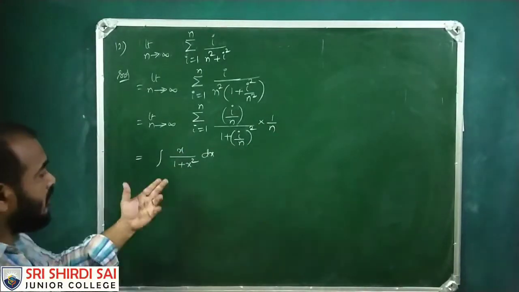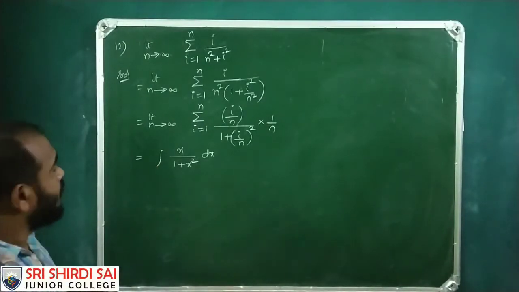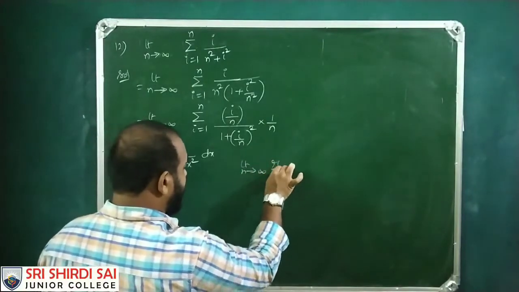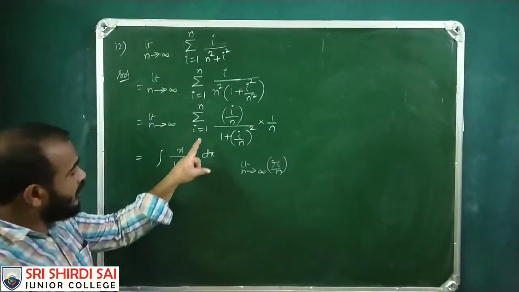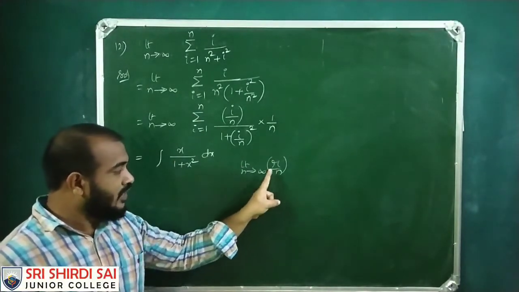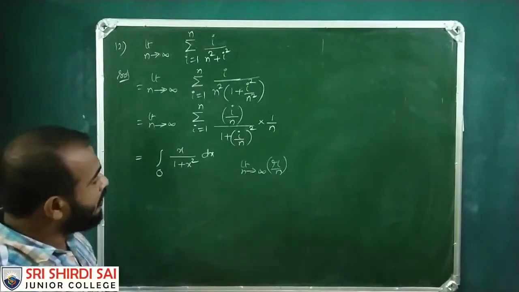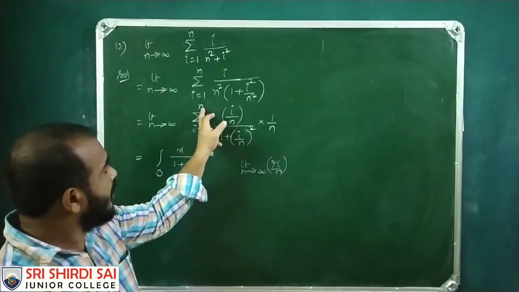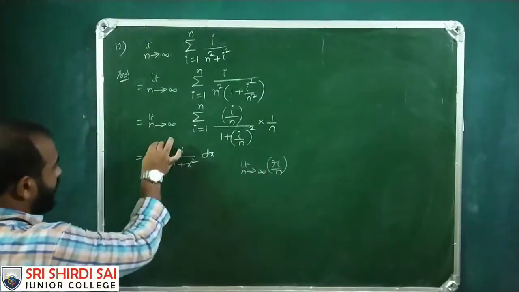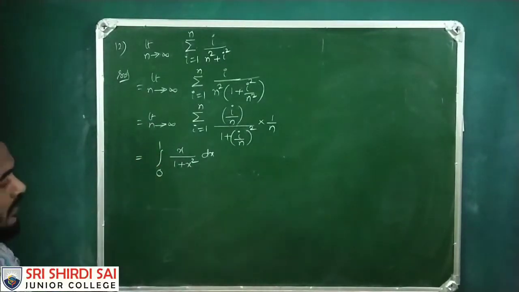Now the limits. As n tends to infinity, r by n: the r value is 1 for the lower limit, so 1 by n, as n tends to infinity, is equal to 0. For the upper limit, n is to be replaced with r, so n by n is 1. So simply it has become the integral of x by 1 plus x square dx.